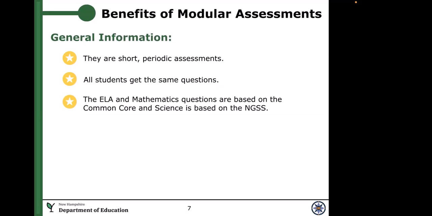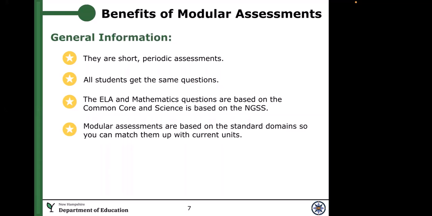The ELA and math questions are based on the Common Core, and the science questions and modulars are based on NGSS. The modular assessments are also based on those standard domains, so you can match them up with current units. So if you're doing a unit on numbers and operations base 10, you can do a modular that has to do with numbers and operations base 10. And also you can administer them at any time throughout the year.